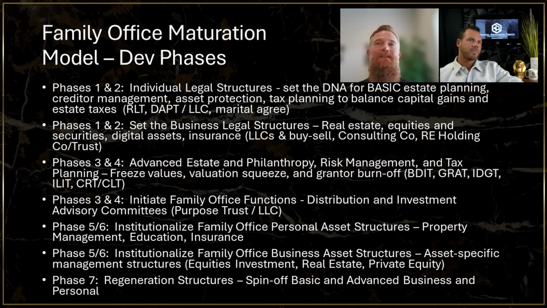It sets, again, the DNA on the individual side for basic estate planning, for managing creditors, for asset protection, for tax planning, to be tax efficient, and for estate planning as well. So those are the basic structures you're going to need for an individual. We usually see that each individual in a family is going to need a revocable trust. They're going to have asset protection trusts, LLCs. A lot of my clients set up life insurance trusts for their children. I see a lot of that.